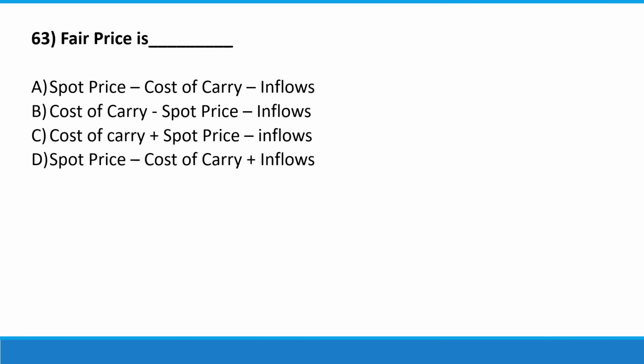What is the fair price formula? Option A, spot price minus cost of carry minus inflows. Option B, cost of carry minus spot price minus inflows. Option C, cost of carry plus spot price minus inflows. Option D, spot price minus cost of carry plus inflows. The correct answer is option C, cost of carry plus spot price minus inflows.